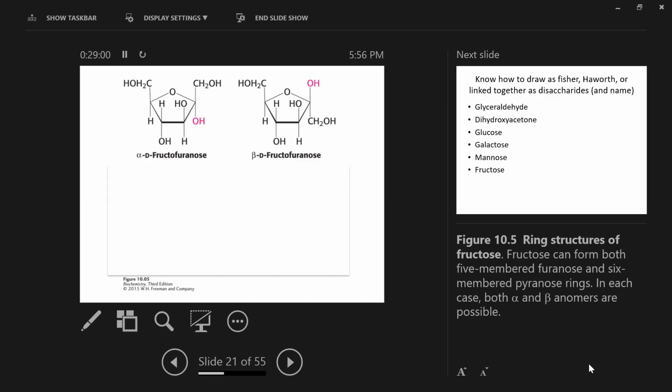So that's how their names change. We'll also learn how you name them when there are 2 joined together as disaccharides. Polysaccharides will usually keep their common name, just like glycogen, amylose, and amylopectin.